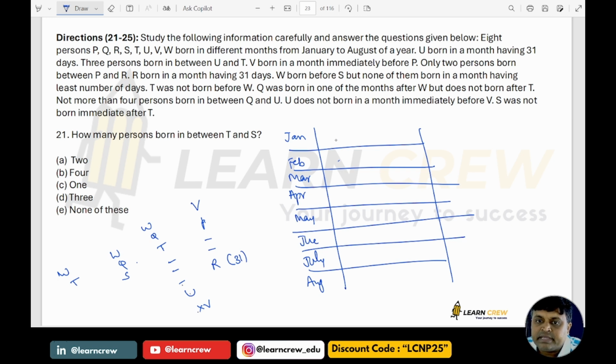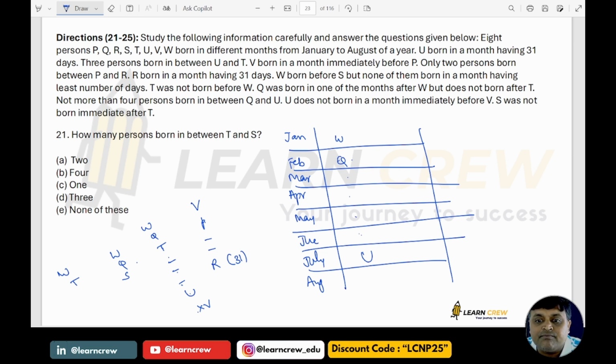So now I am taking like this: W and Q are fixed, and about this I am not sure. 1, 2, 3, 4. 1, 2, 3, 4. I am taking U here. And now let us see. U is born in a month having 31 days. 3 persons are born in between U and T. So 1, 2, 3. So April.